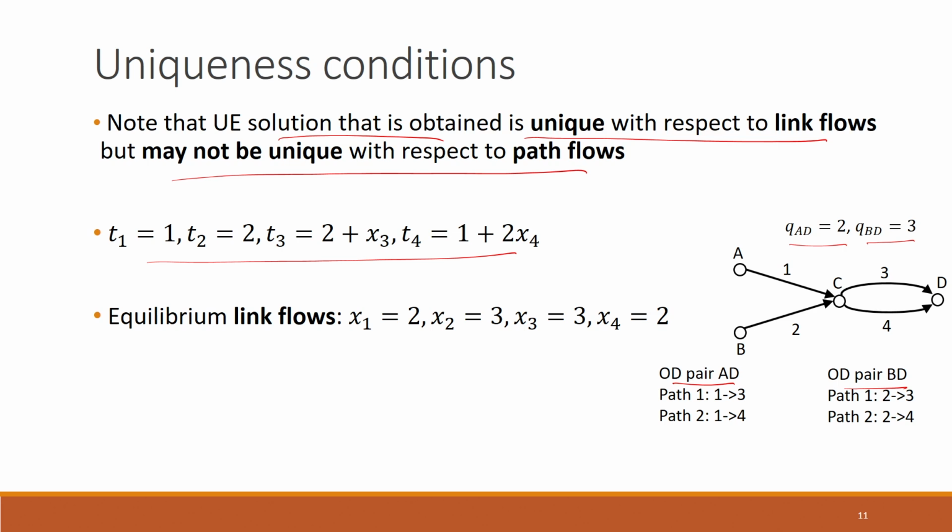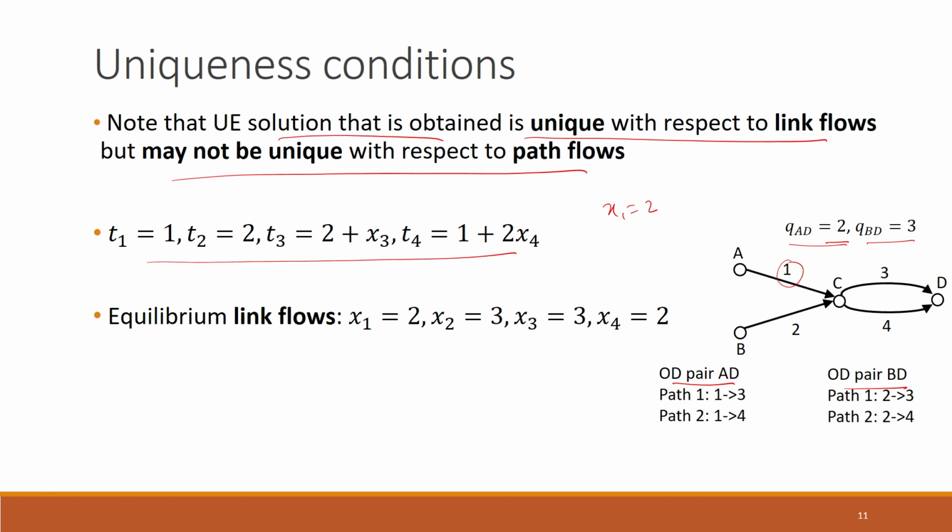Now, how to determine that? Note that all the flow from origin A to destination D has to pass through link 1. And since the total demand from A to D is 2 units here, x1 has to be equal to 2.